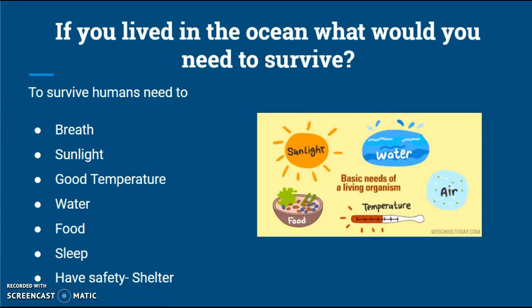So, if you lived in the ocean, what would you need to survive? To survive, humans need to breathe, sunlight, good temperature, meaning not too hot and not too cold, water, food, sleep, and to have safety, meaning shelter. So if we were to live in the ocean, that means we would have to change to be able to live there, and we would have to adapt.